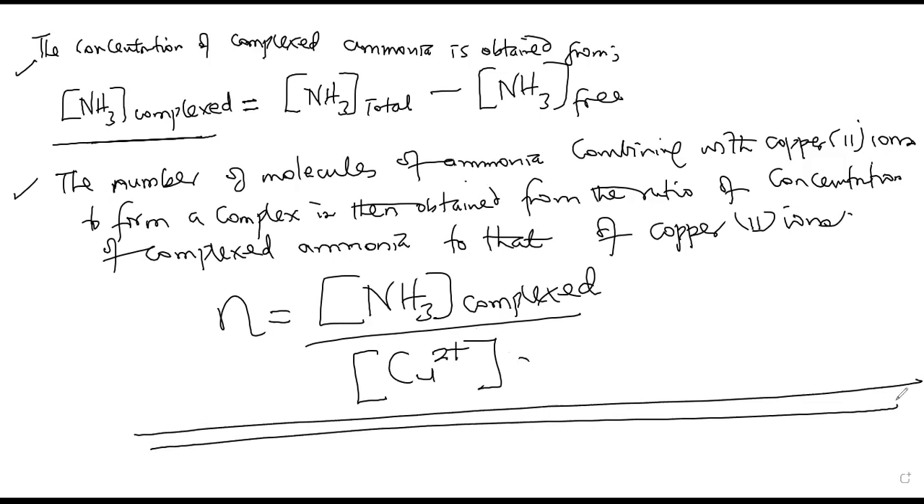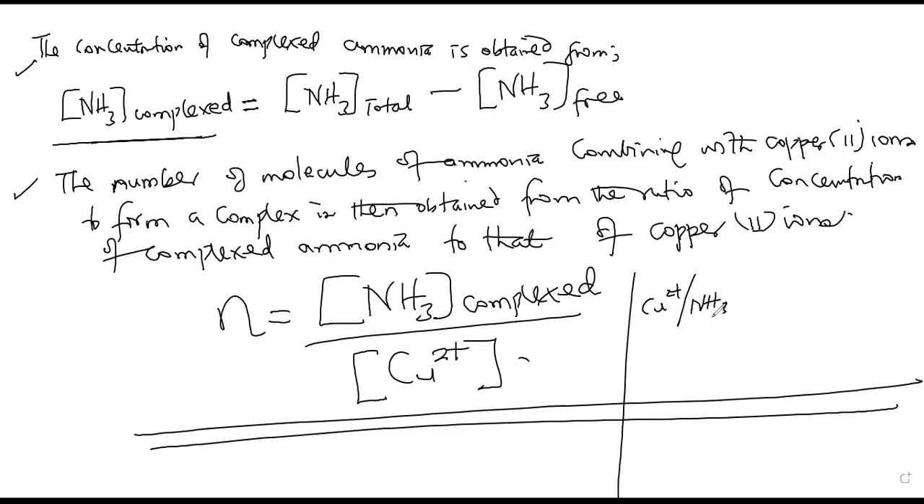So a question can come when they specify for you to explain or to describe an experiment, or to describe how the formula of a complex formed between copper two ions and ammonia can be determined. So you have to move up to this very step. How do you begin? You begin by bringing copper solution, any solution of copper. If it is specified for you, like copper two ions, you have to move with that.